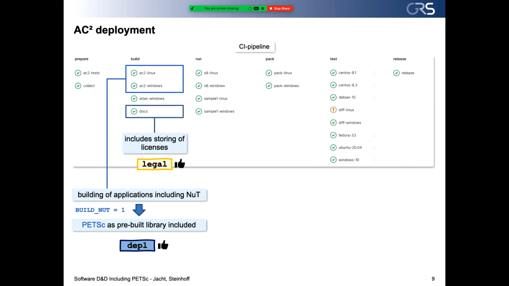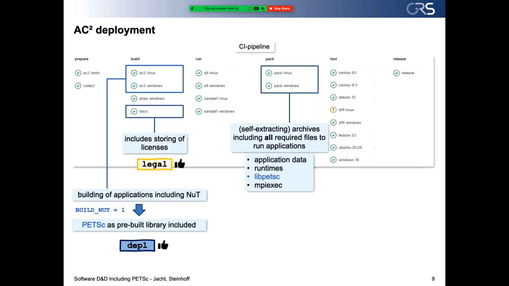So this is good for the developer and for the deployment manager. We have a special job for the docs, which includes the licenses. This is good for the legal department. We have some encapsulation idea, everything which is needed: the application data, runtimes, PETSc, and MPI exec. This is all put into one archive. So if a user wants to run it, just go to the folder and you can run it there. It doesn't matter how your system looks.